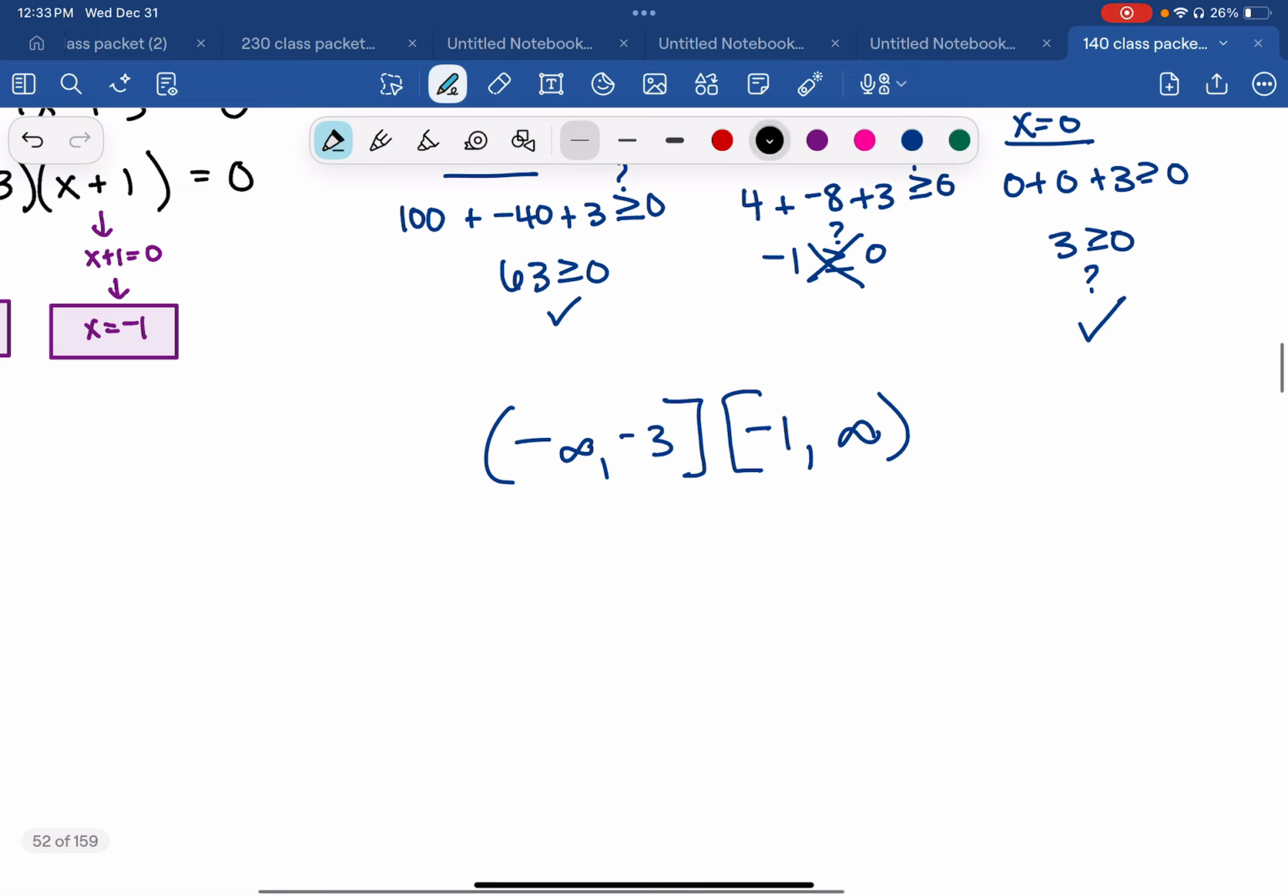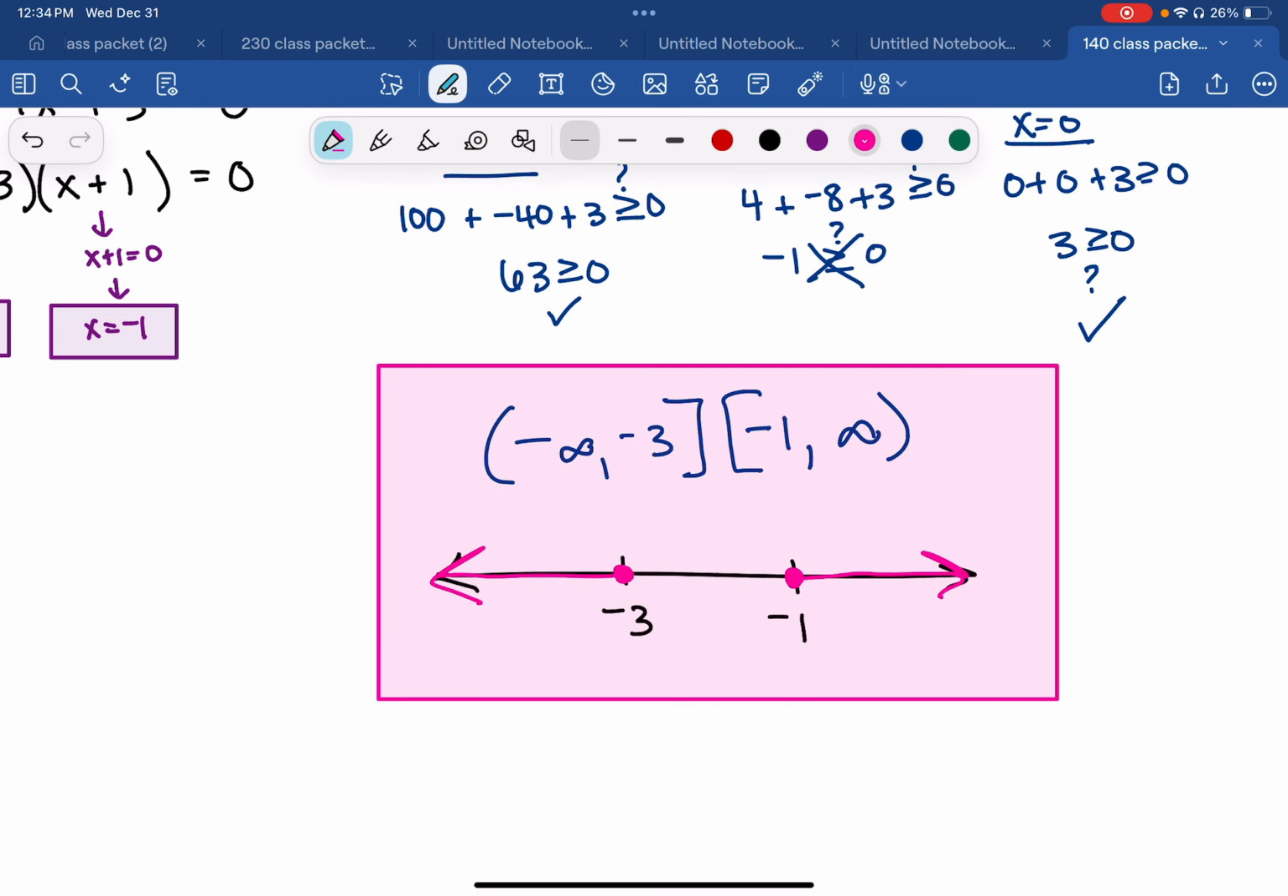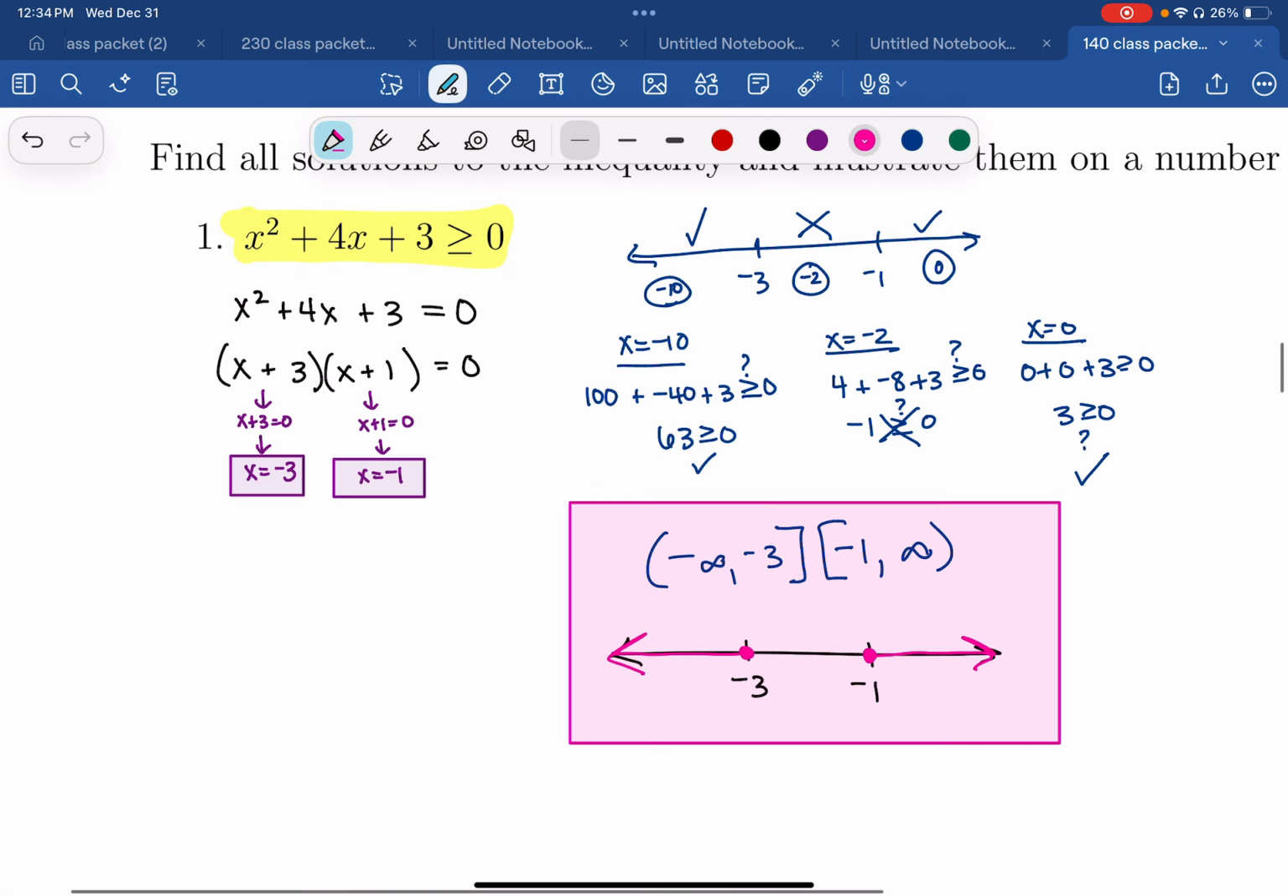And our graph with our negative 3 and negative 1, we will have closed circles because it's or equal to. And we want the section to the left of negative 3 and to the right of negative 1. And that is my answer. And there's number 1.